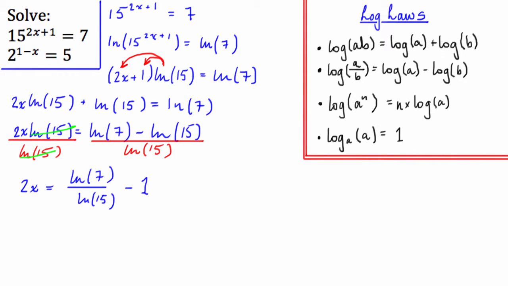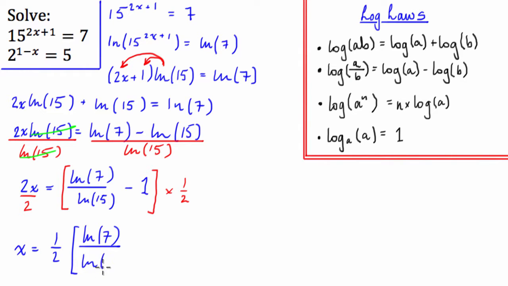And then to get rid of the 2, so you just have x equals something, we divide both sides by 2, or we can times this side by a half. So what we're left with is x equals a half times (ln 7 over ln 15 take 1), all to the power of a half. So then there's our solution for the first problem.